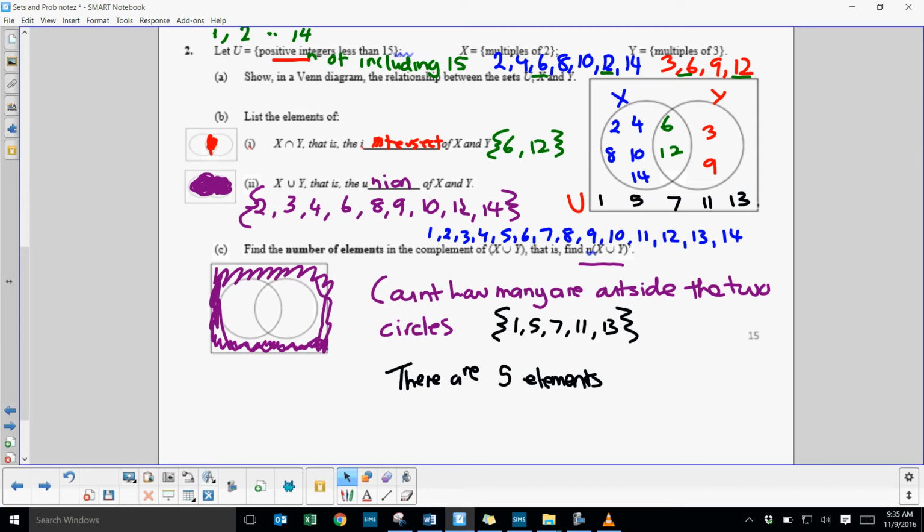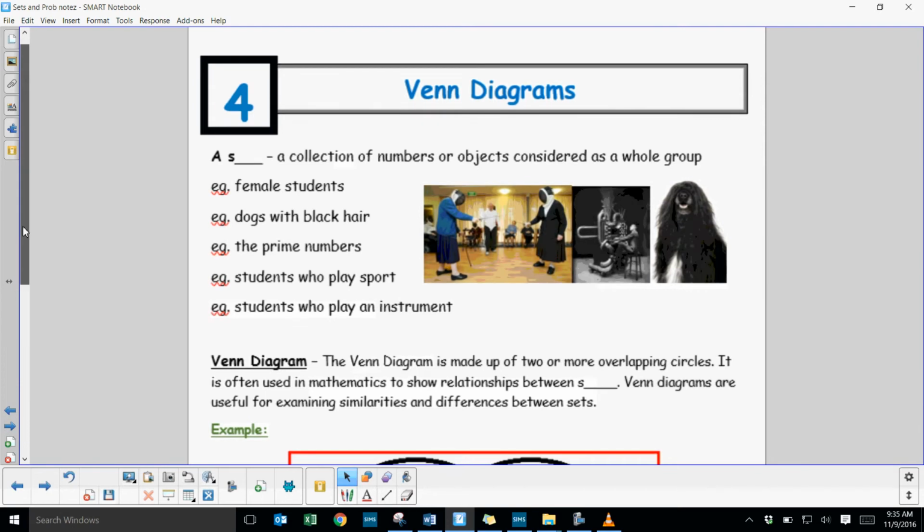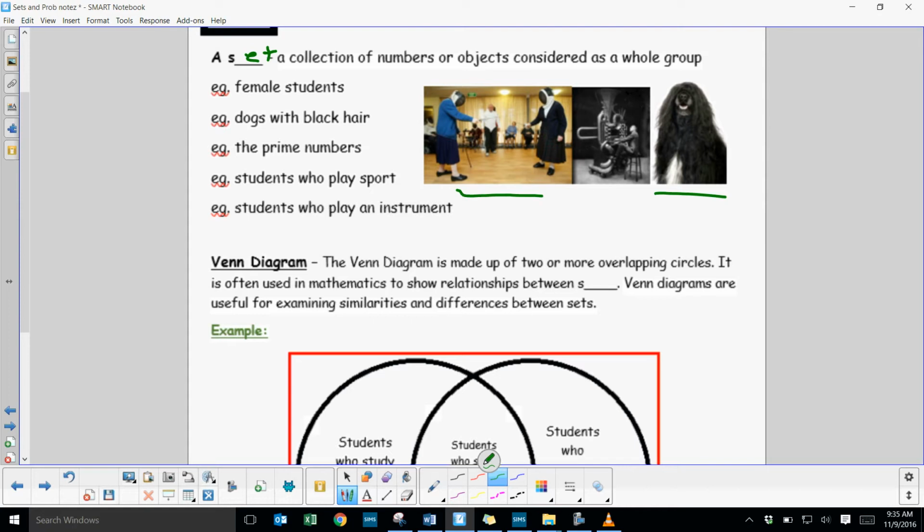So let's quickly save that. And now let's get on to the lesson on Venn diagrams. I'll just scroll down a little bit. Lesson 4. So a collection of numbers or objects considered as a whole group, you probably guessed already, it's a short word. Hopefully, let me write it. It is a set. E.g. female students, dogs with black hair, the prime numbers, students who play sport, students who play an instrument. They're examples of sets, which you might have realised already.